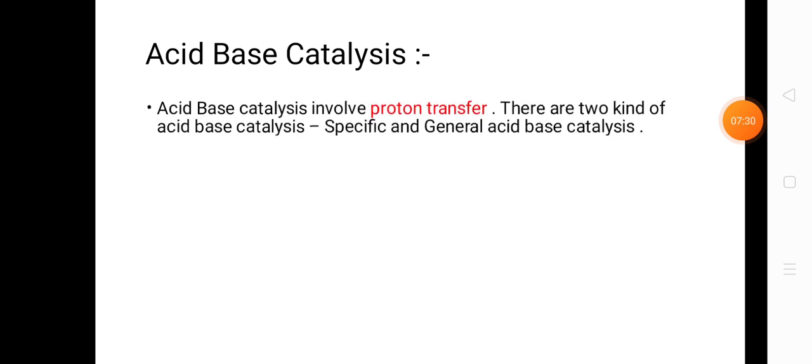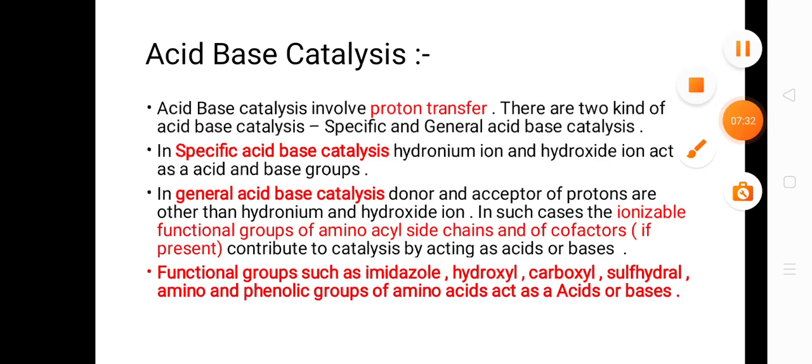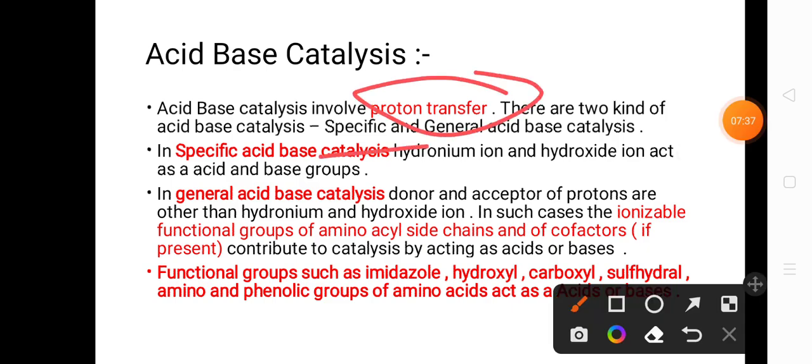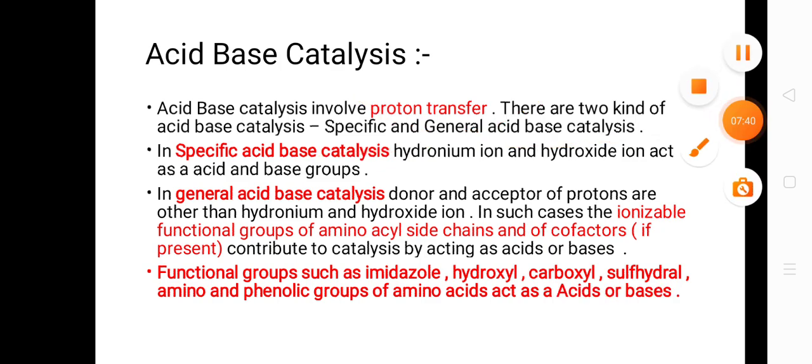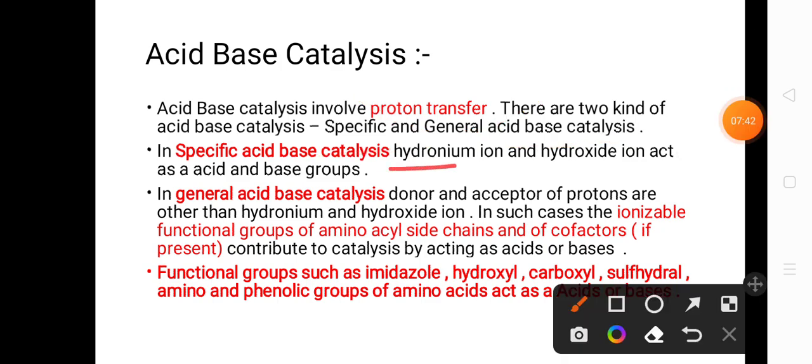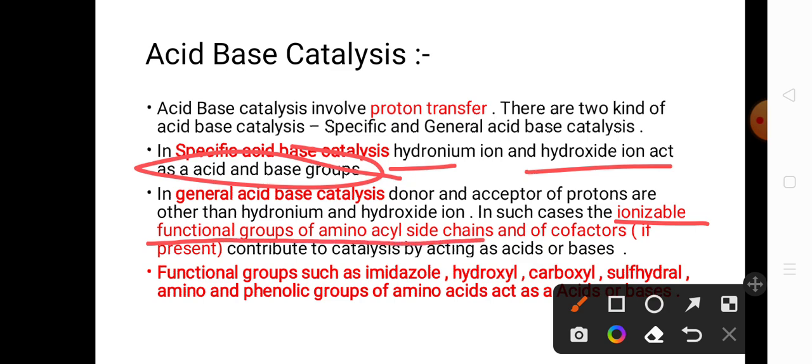So here, as you can see, acid base catalysis involves proton transfer, right? So specific and general acid base catalysis are the two types. In specific acid base catalysis, hydronium ion and hydroxide ion act as an acid and base group. And in general acid base catalysis, remember, ionizable functional groups of amino acid side chains and of cofactors. If cofactors are present, then they will act as an acid and base. Functional groups such as imidazole group, we know that in histidine imidazole group is present. Hydroxyl group, you may find hydroxyl group in threonine.